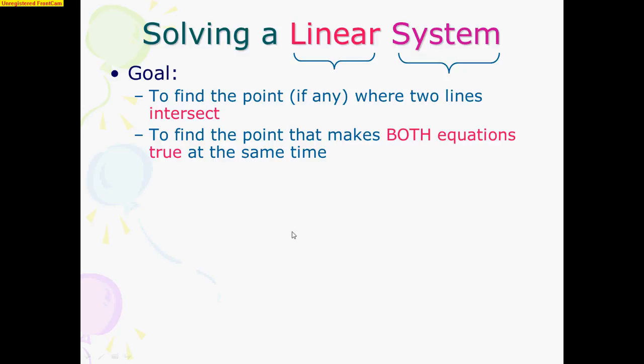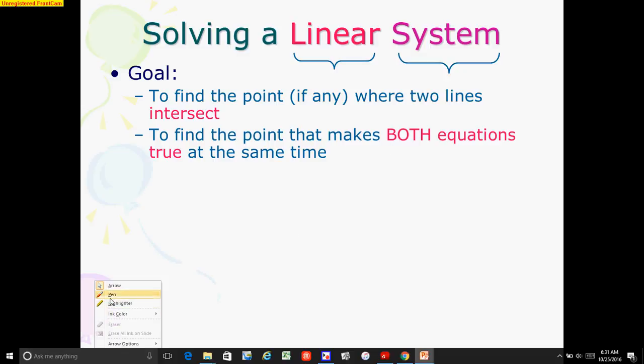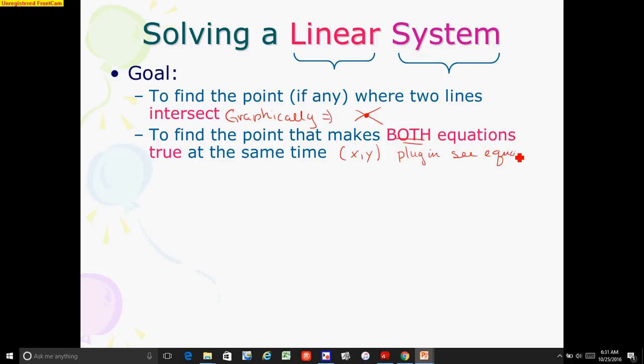So this is, if you want to think about it, a graphical approach. Graphically, you see two lines cross. Algebraically, you have the point x, y that you plug into both equations at the same time, and you see equality. Both equations are true with the same point. Graphically, both lines cross, and you see the intersection.